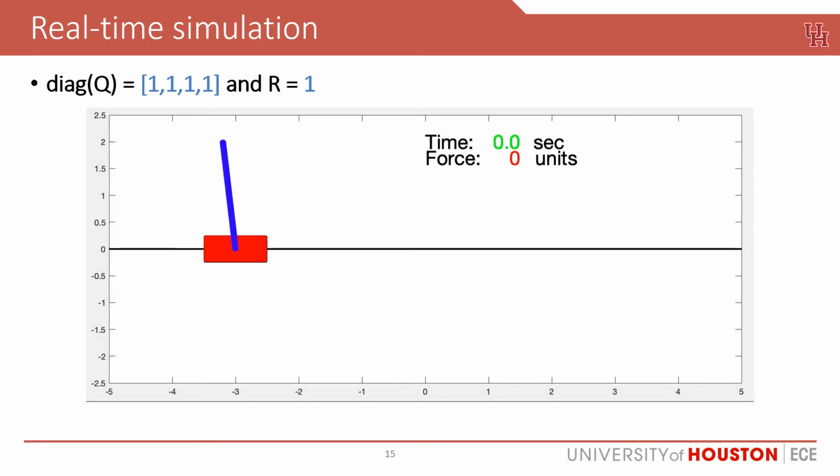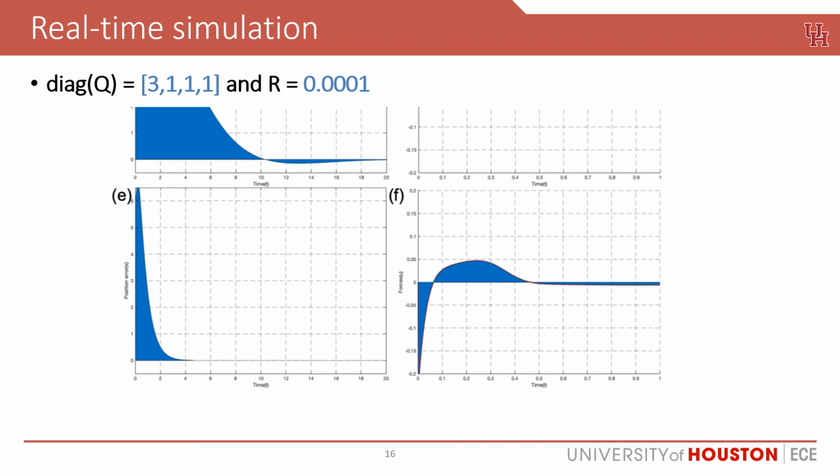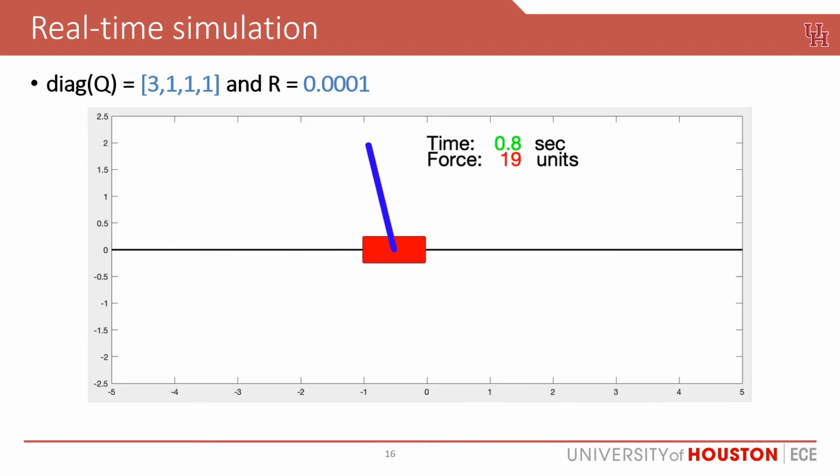And for the second simulation, if we increase the R, the controller becomes less aggressive, while it took much longer time to converge, but it uses only 3 units of forces. For the third experiments, we increase the punishments of the position error, and we can see it only took 4.6 seconds to converge, but it used 24 units of forces.